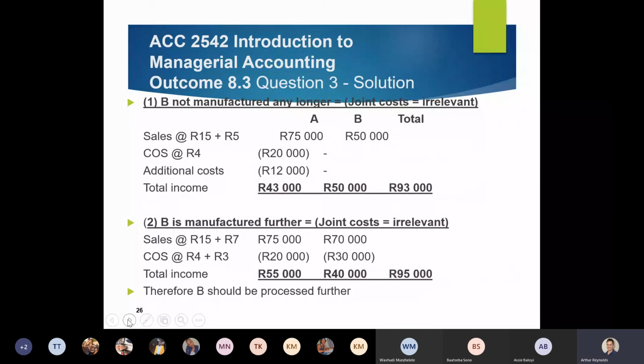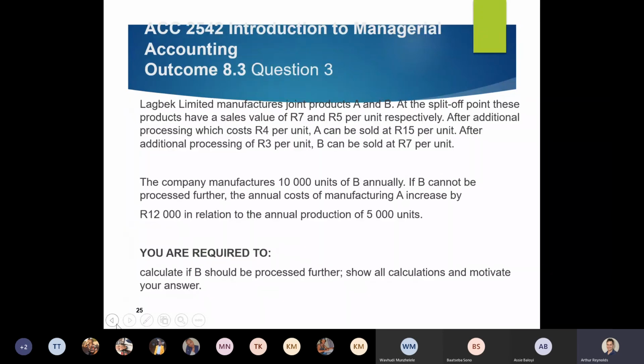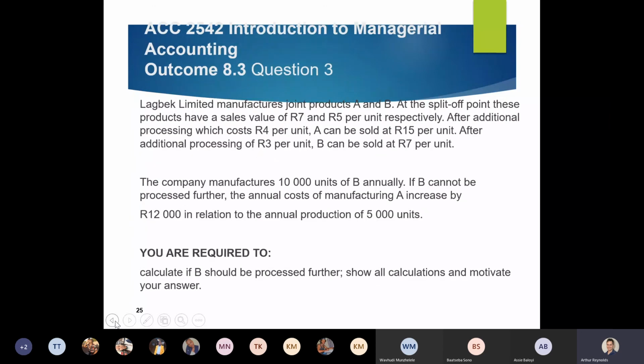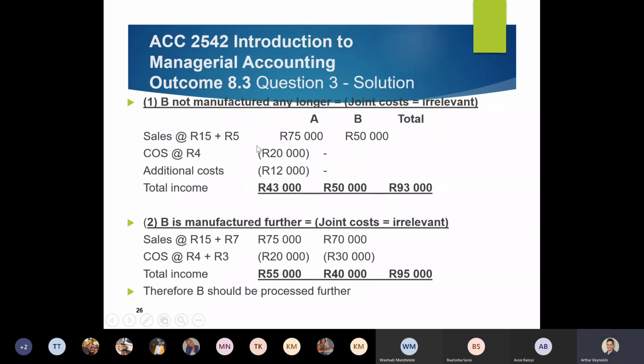If B is not manufactured, you're going to get sales for A at 15 Rand. Remember now, A can be sold for 15 Rand because you process it further. B is sold for 5 Rand because you're not processing it any further. There, that's a 5 Rand. That's a sales value. Cost of sales for A is 20,000 Rand.